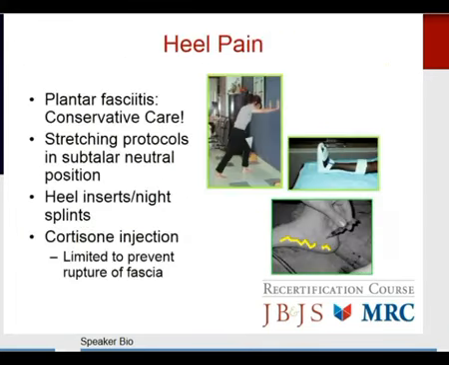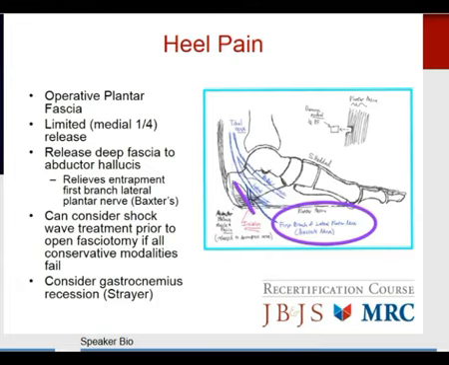Heel pain, often considered with plantar fasciitis, recognize that conservative care is the rule. 95% of patients get better with simple stretching protocols, including night splints to elevate that portion of the foot and take the tension off, or actually increase some tension on the plantar fascia in combination with the stretching exercises that we talk about. Cortisone injections have very limited value because repetitive cortisone injections can cause rupture of the plantar fascia over time.